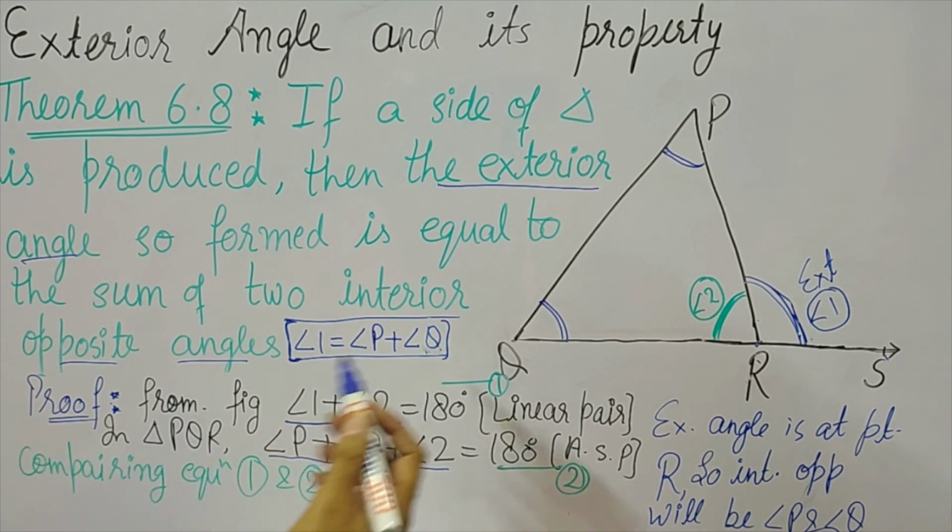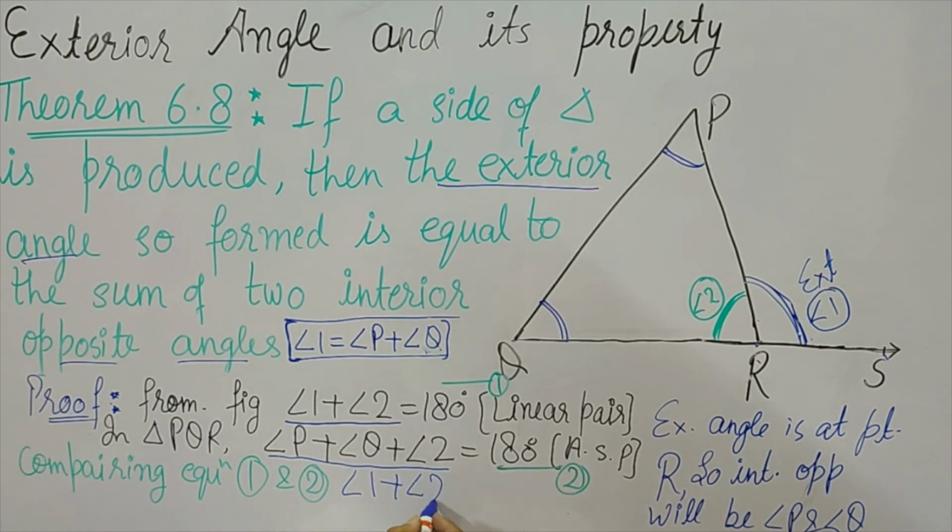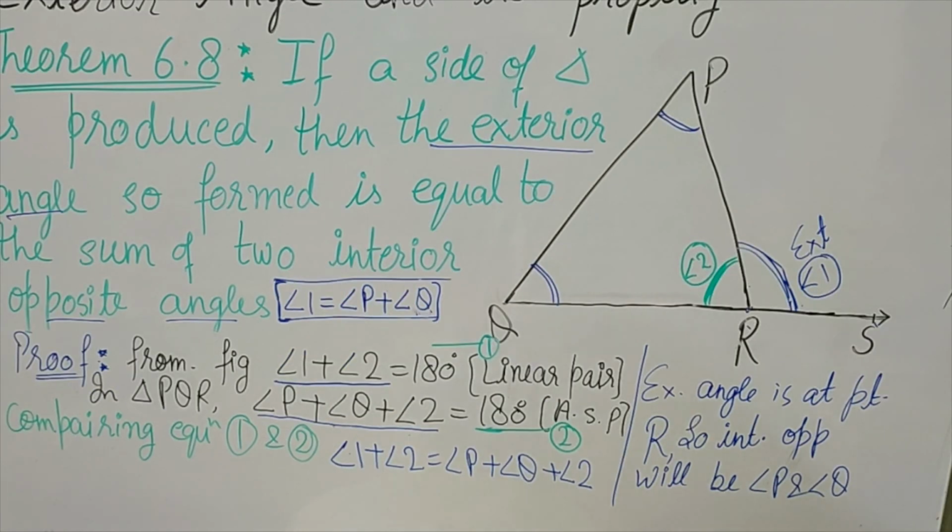So on comparing equation 1 and equation 2, what can we say? Angle 1 plus 2 is equal to angle P plus angle Q plus angle 2. Now you can observe that angle 2 is the same on both sides, so it will cancel. So we can write finally angle P plus angle Q is equal to angle 1. And this is the statement of the theorem, that angle 1, the exterior angle, is equal to the sum of two interior opposite angles. This we had to prove. So with the help of the angle sum property, we can come to this result easily.